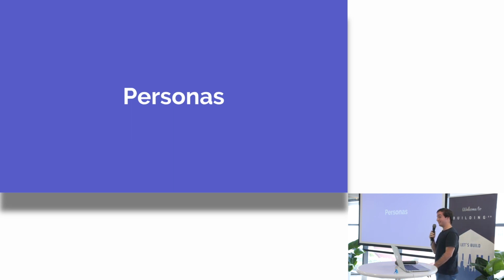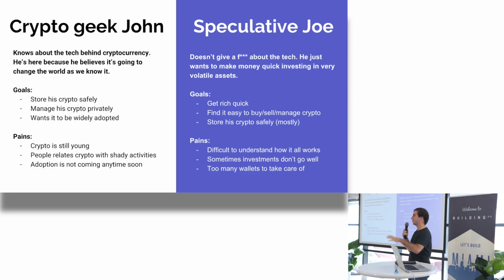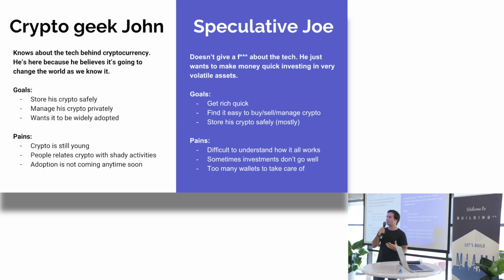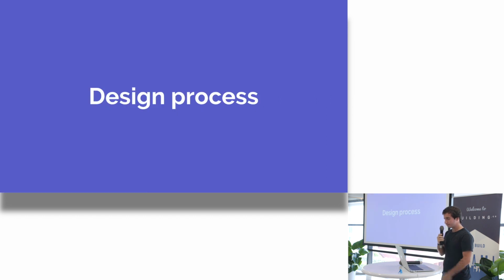With all my data, I started building my personas. There are two main kinds of users. Crypto Geek John, who knows about cryptocurrency, the ones who really believe in the tech and think that it's going to change the world, and Speculative Joe, the average Joe who just invests in cryptocurrency to make quick gains and get rich quick and doesn't really care about the tech and its future. So with all that, I started the design process.